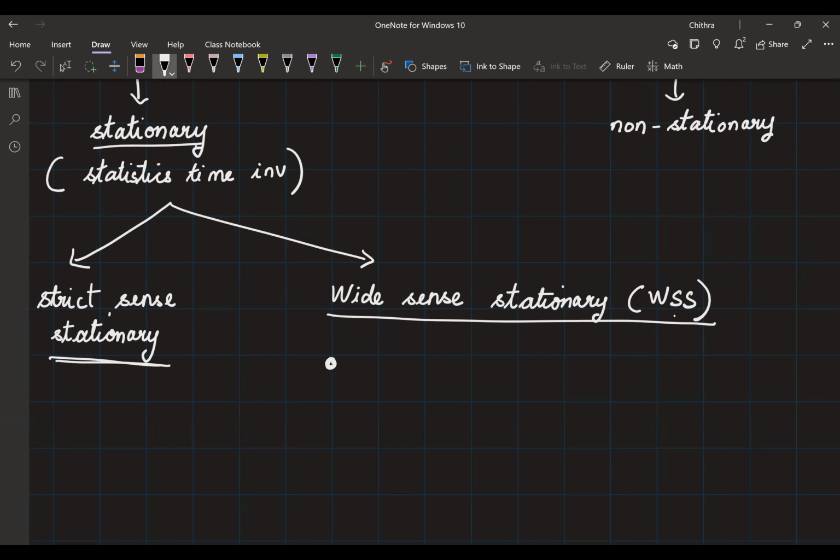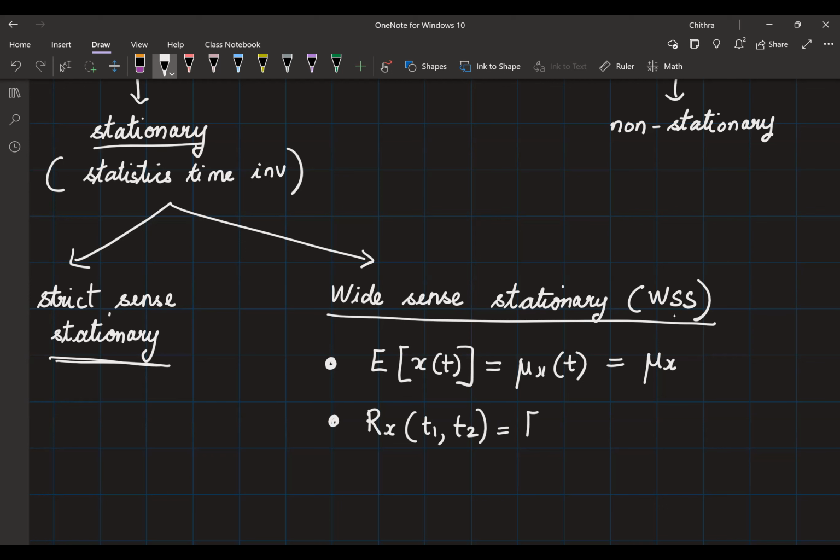So mean is time invariant. So the definition is expectation of x of t. This is the mean given by mu x of t. But this is time invariant, so I can drop the t and directly write it as mu x. Okay. And then autocorrelation is time invariant. So this is given by rx of t1, t2. This is expectation of x of t1 into x of t2.